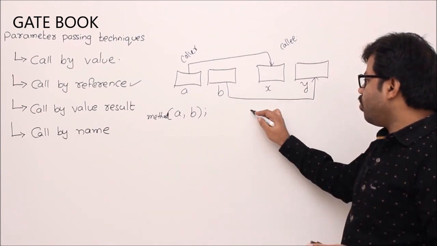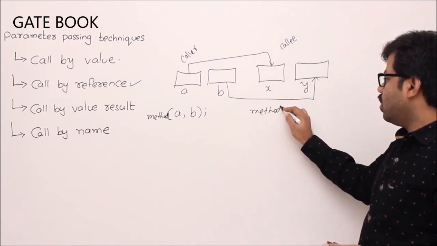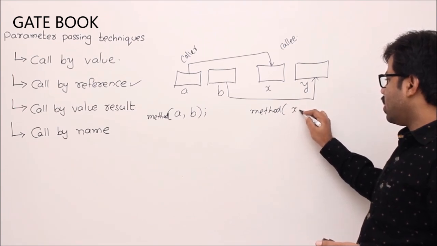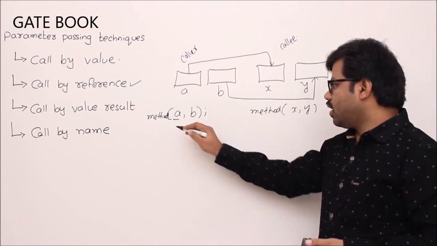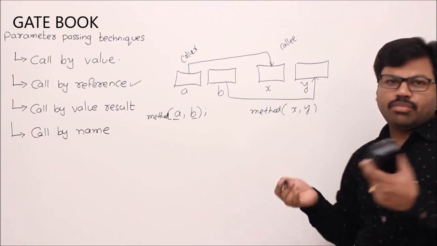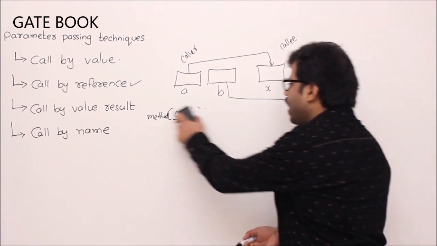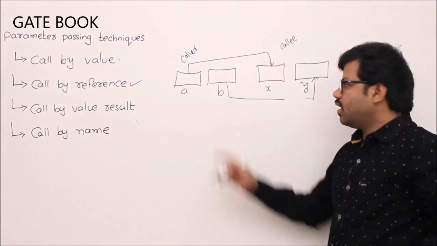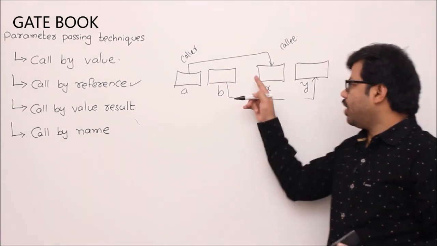Then if your method body is written like this, with x comma y, based on the order, this order will be matched to this order in any programming language generally. Then we can easily identify the parameters, the actual parameters and their corresponding formal parameters.